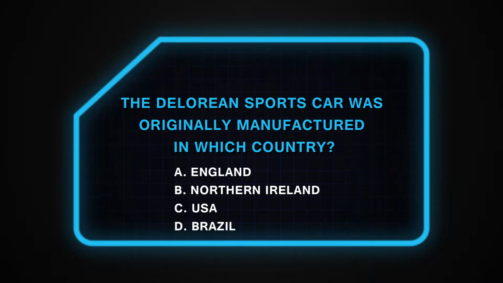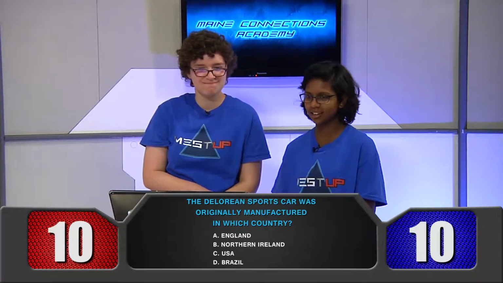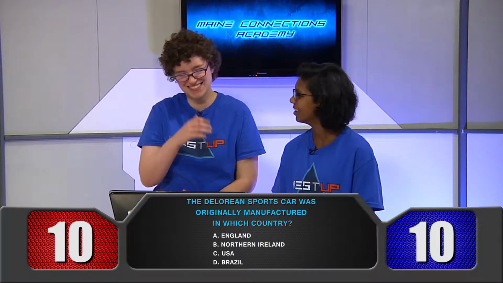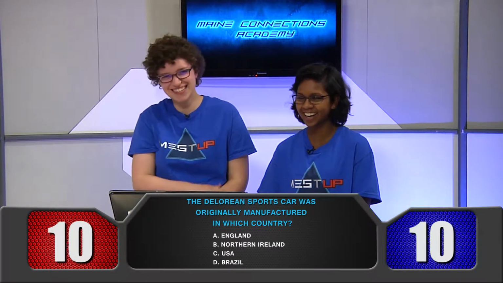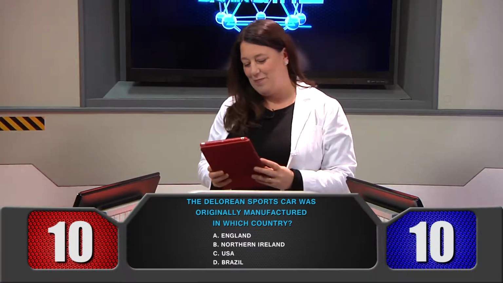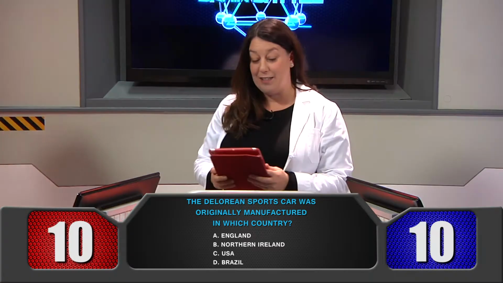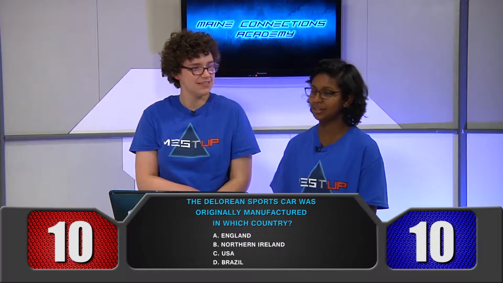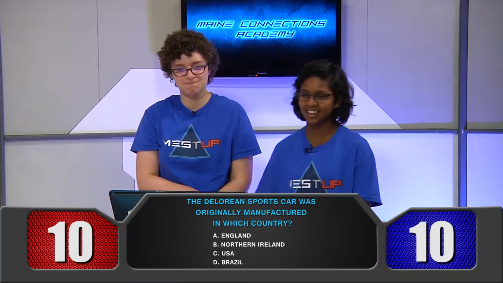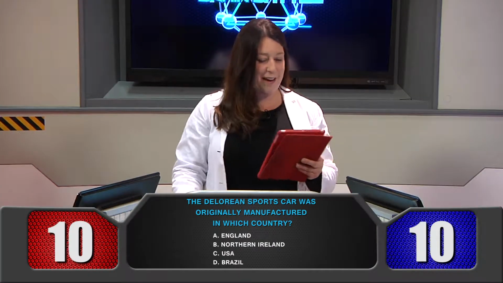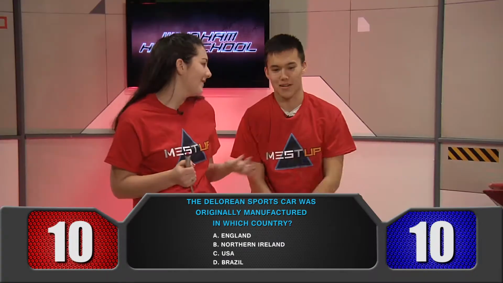Question 7. The DeLorean sports car was originally manufactured in which country? I don't tell you this in Back to the Future. Red team. Is it A, England? It is not. Blue team. Is it D, Brazil? It is not. But think of the great trivia question you're going to have, right? It is B, Northern Ireland.